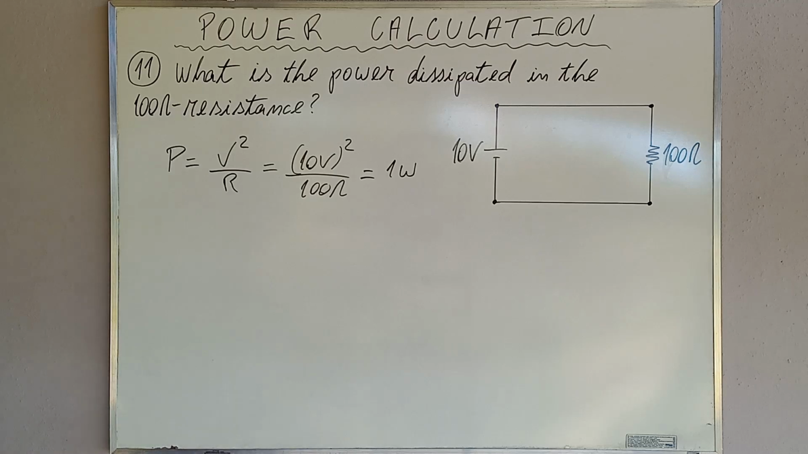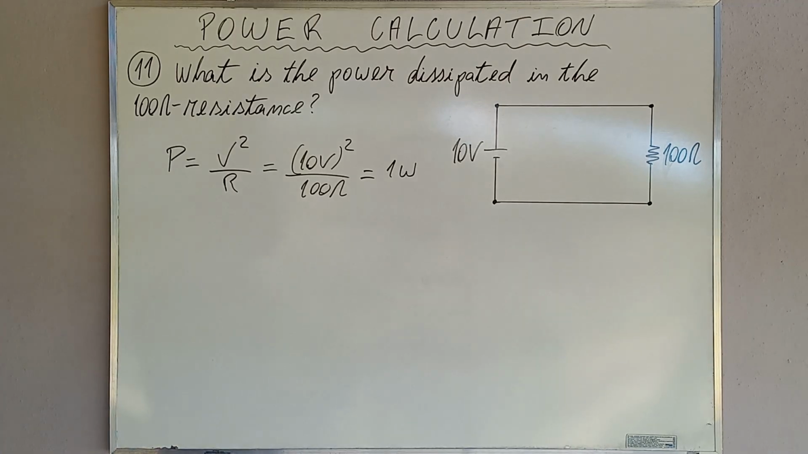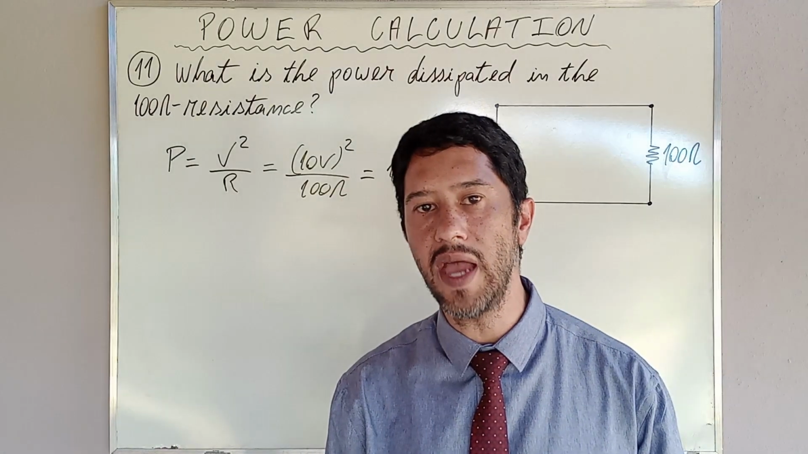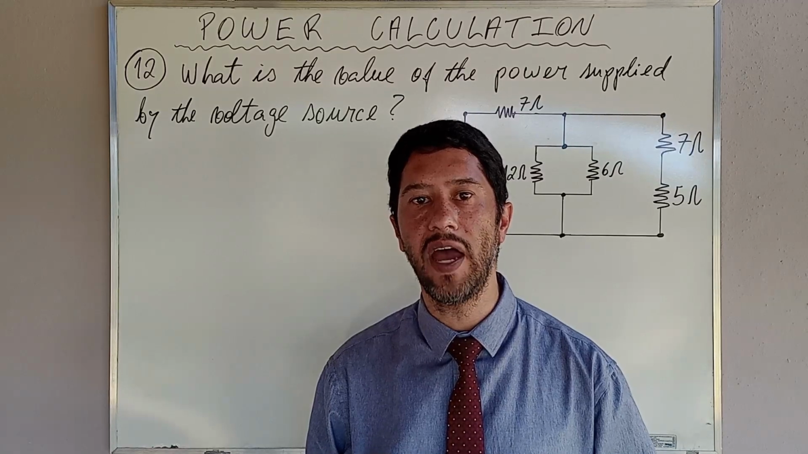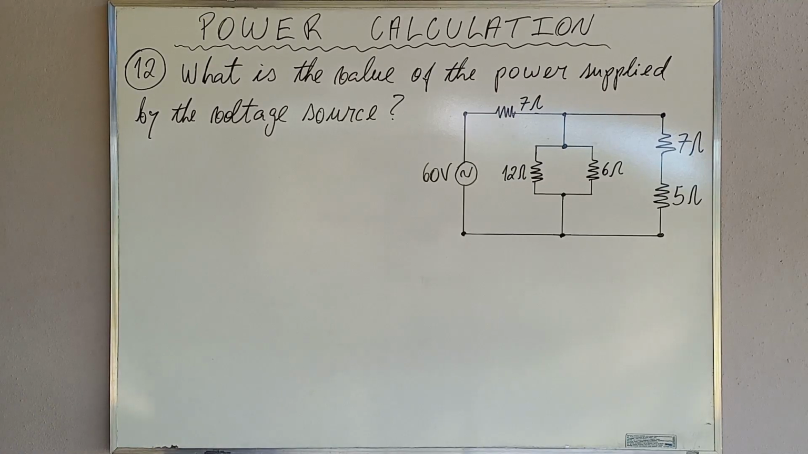Very simple exercise. You just need to remember this expression to calculate what the exercise wanted you to calculate. And this is all for exercise 11. Let's go to the next. Exercise number 12. What is the value of the power supplied by the voltage source of the circuit? That's the question. Let's go to the solution.